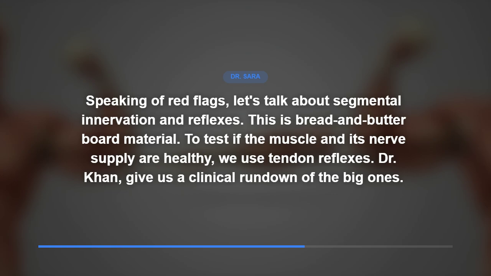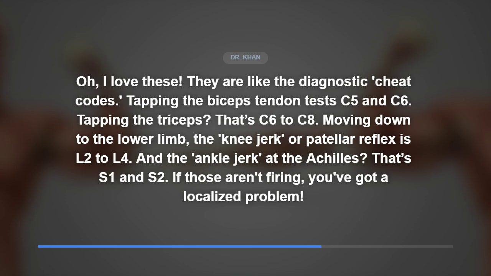Speaking of red flags, let's talk about segmental innervation and reflexes. This is bread and butter board material. To test if the muscle and its nerve supply are healthy, we use tendon reflexes. Dr. Khan, give us a clinical rundown of the big ones. Oh, I love these. They are like the diagnostic cheat codes.